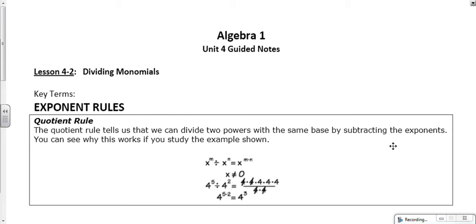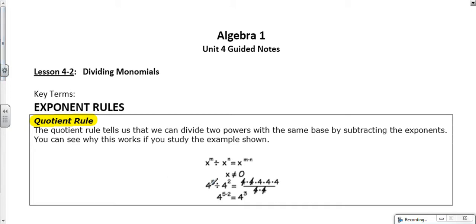All right, lesson 4.2. We're going to work now on dividing monomials. So let's take a look at some key terms. First of all, we're looking at the quotient rule. If our last lesson talks about the product rule and the power of a power rule, here's the quotient rule. Now, as we saw before, we looked at shortcuts after making observations. We'll do the same today.